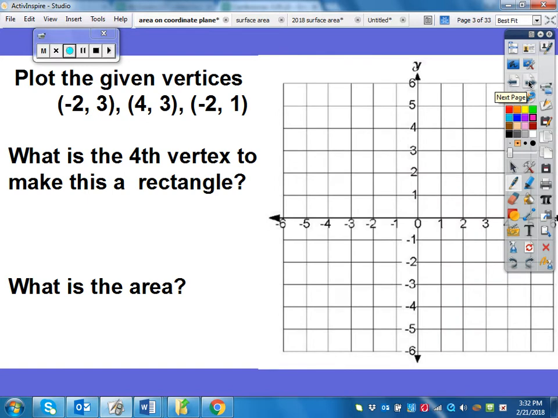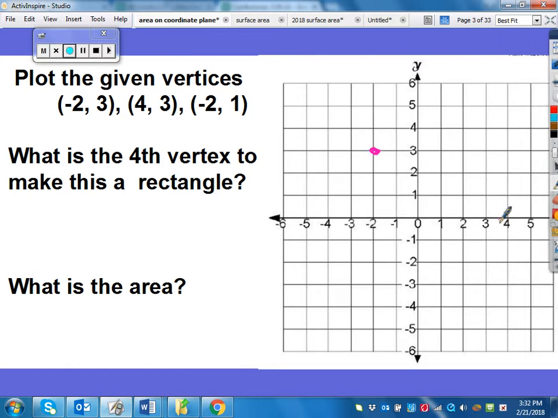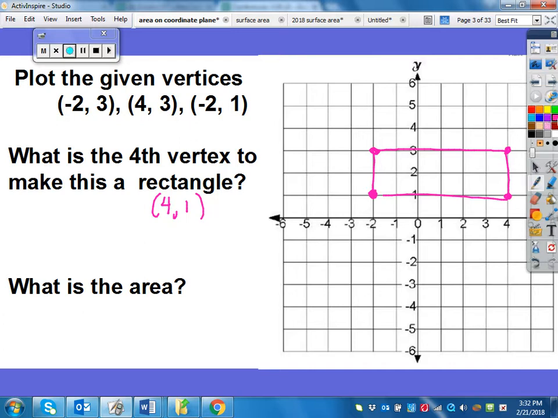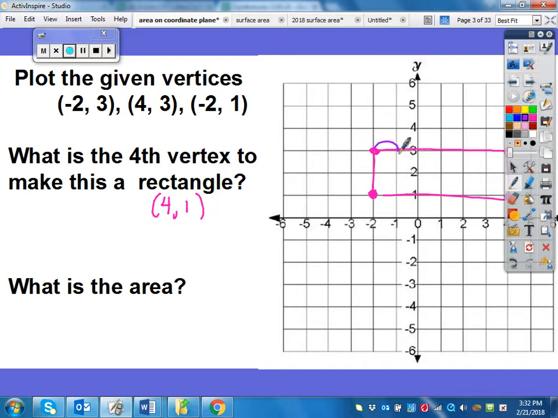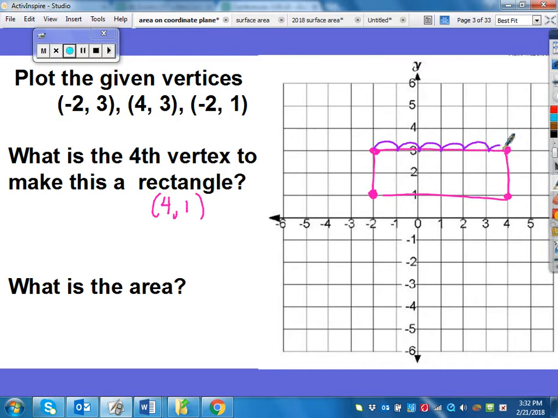Plot the given vertices. So I'm at -2, 3. I'm at 4, 3. I'm at -2, 1. I need to make the 4th vertex of a rectangle. Well, that's going to be right there, which is 4, 1. Then I need to find the area. Well, to find the area of my rectangle, I need to find the dimensions. So I have the length 1, 2, 3, 4, 5, 6, and 1, 2.